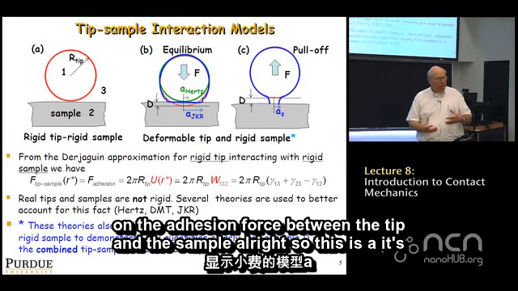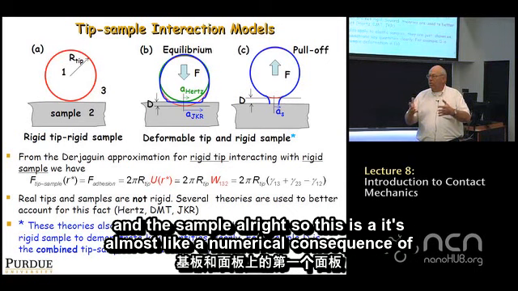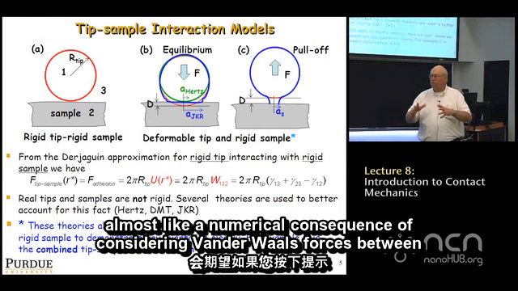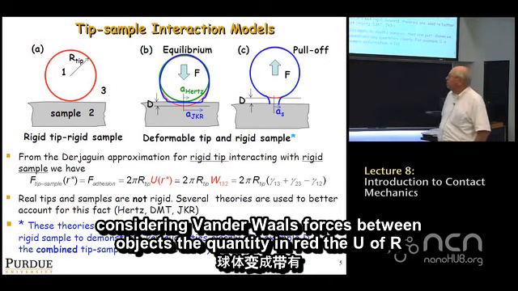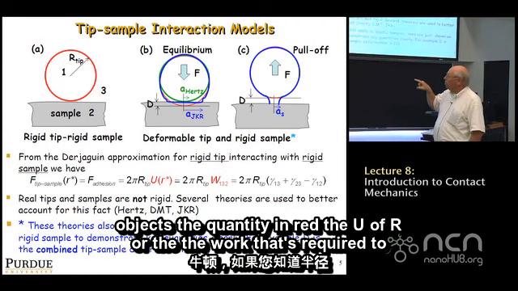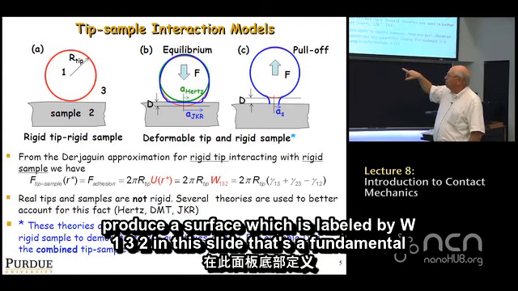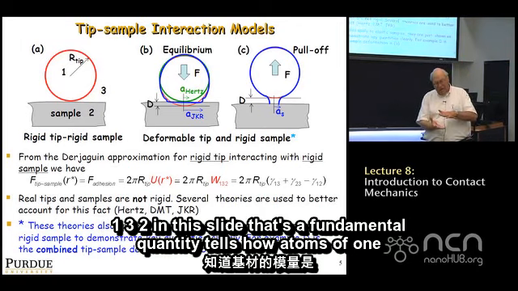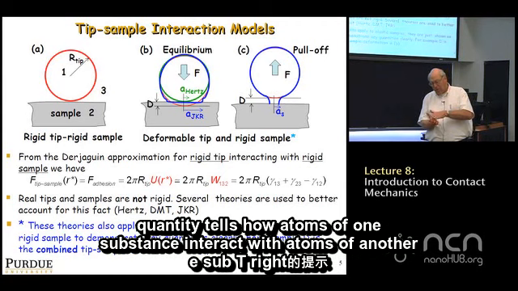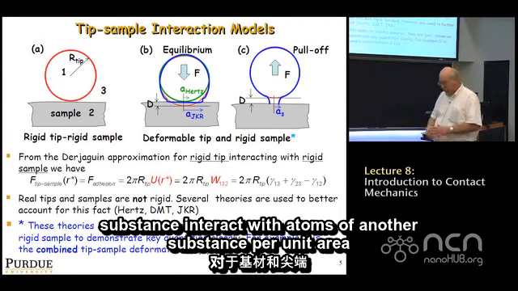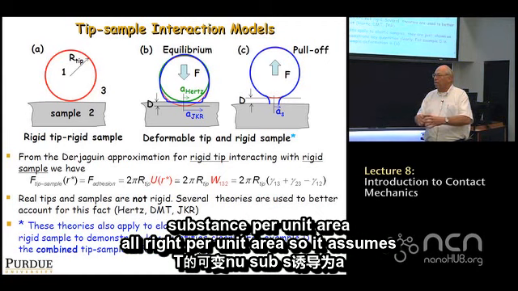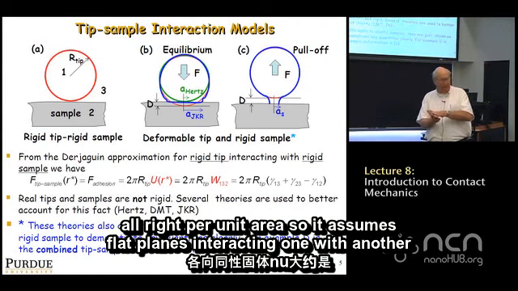All right, so it's almost like a numerical consequence of considering van der Waals forces between objects. The quantity in red, the U of R, or the work that's required to produce a surface, which is labeled by W132 in this slide, that's a fundamental quantity. It tells how atoms of one substance interact with atoms of another substance per unit area, right? Per unit area. So it assumes flat planes interacting one with another.